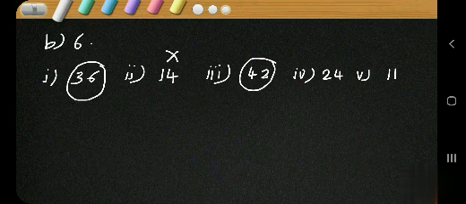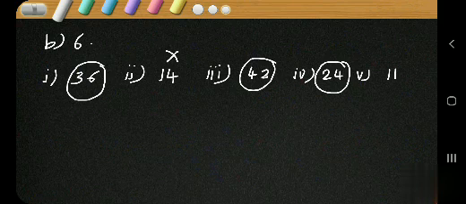Next, consider the number 24. Fourth number 24. What about 24? Is 24 in 6 table? 6 ones are 6, 6 twos are 12, 6 threes are 18, 6 fours are 24. Yes, of course, 24 is there in 6 table, isn't it? So do we need to encircle 24? Yes. Since 24 is in 6 table, we can say that 24 is a multiple of 6. So of course we need to encircle.